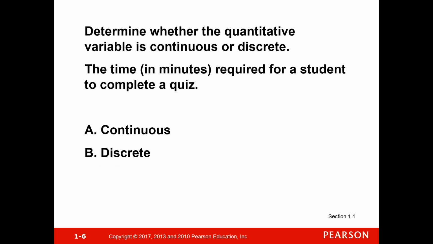So next is determine whether the quantitative variable is continuous or discrete. The time in minutes required for a student to complete a quiz. So think about this one. It doesn't say the exact time someone completes a quiz. It wants to know the time in minutes required to complete a quiz. That's continuous. That could be somebody took 8 minutes and 58 seconds, and somebody took 9 minutes and 12 seconds, and somebody took 10 minutes and 1 second. It's on that continuous scale.